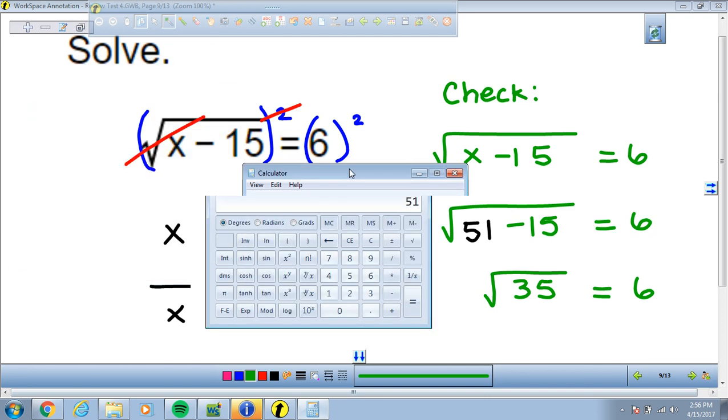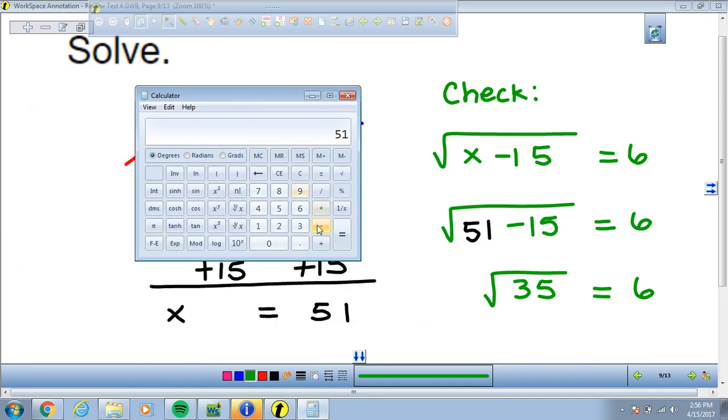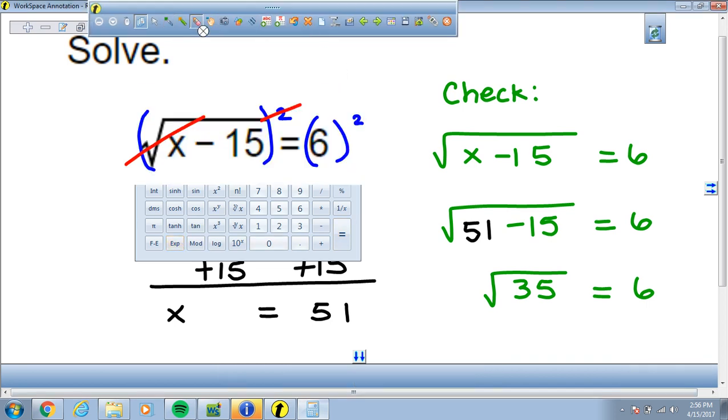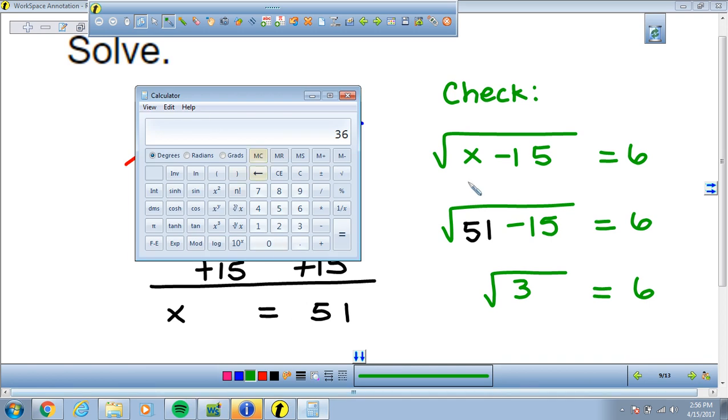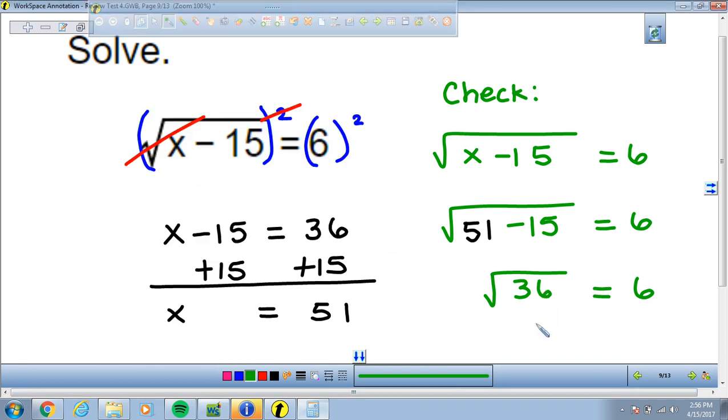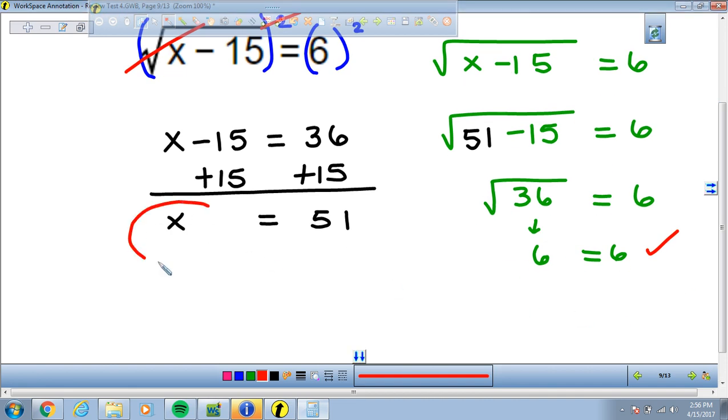So when you substitute 51 into this x, 51 minus 15, oops, that's the thing here. This was 36. Probably put something wrong on the calculator right now and I got a 35. So it was 51 minus 15. This gives me 36. And you know the square root of 36 is 6. So 6 is equal to 6. So that means this is the solution, this is the answer.